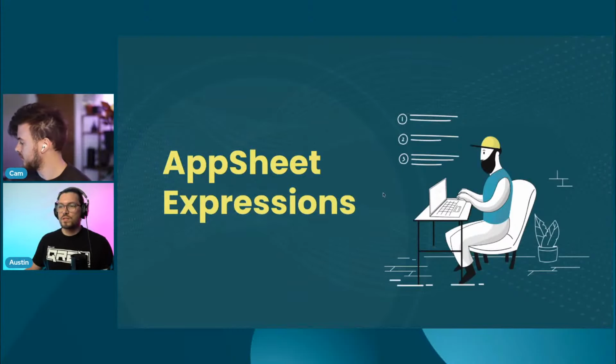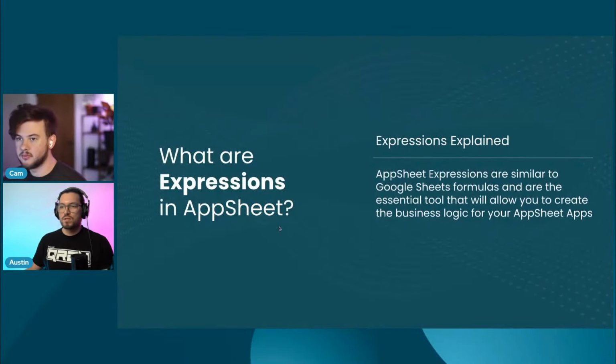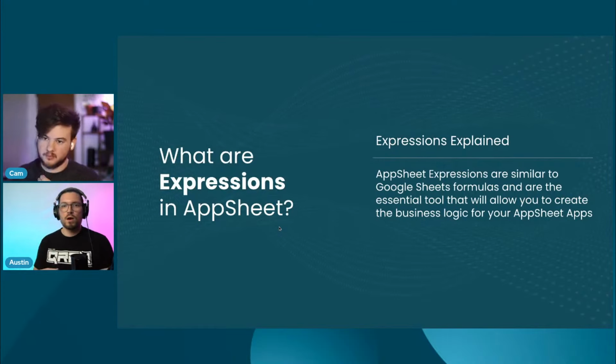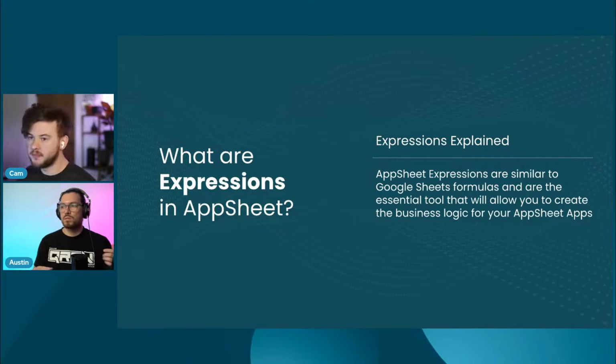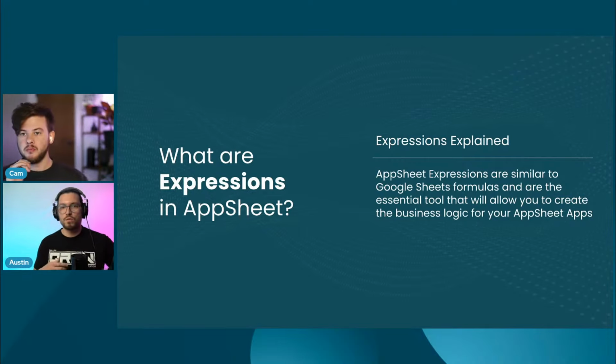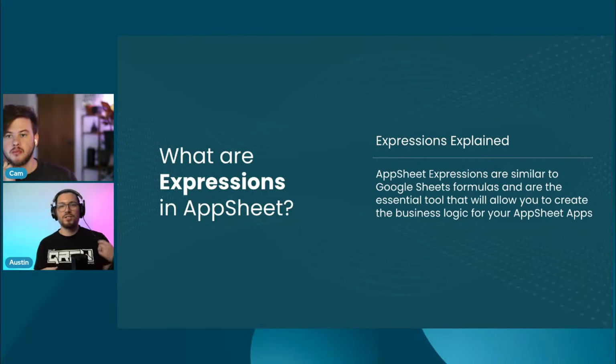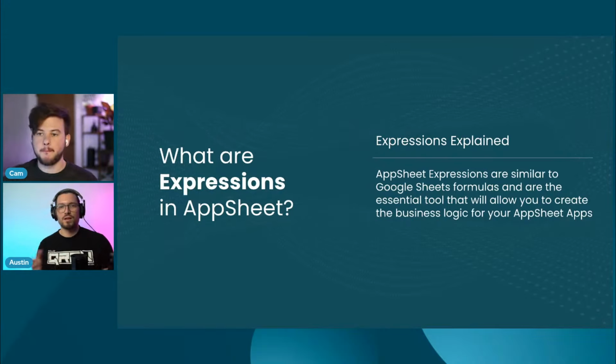All right, so let's move into AppSheet expressions. Kind of kicking off, what are AppSheet expressions? At the basic understanding, expressions are pretty similar to Google Sheets formulas. One thing that Cam mentioned as I was learning AppSheet and how to build expressions is that an AppSheet expression is just like a Google formula, the only difference is you don't have to put the equal sign in an AppSheet expression. And that blew my mind. I was like, oh yeah, it is almost exactly the same as a Google Sheets formula.